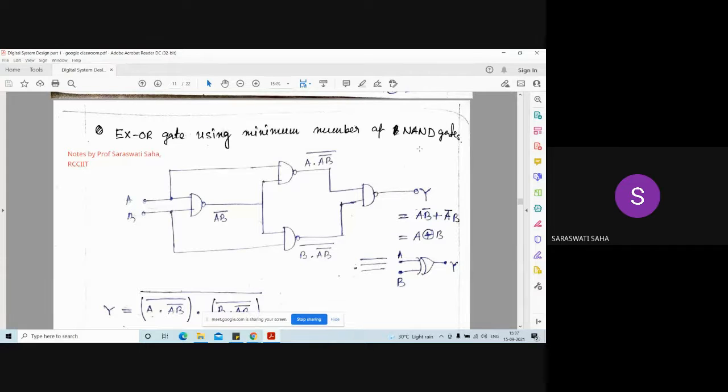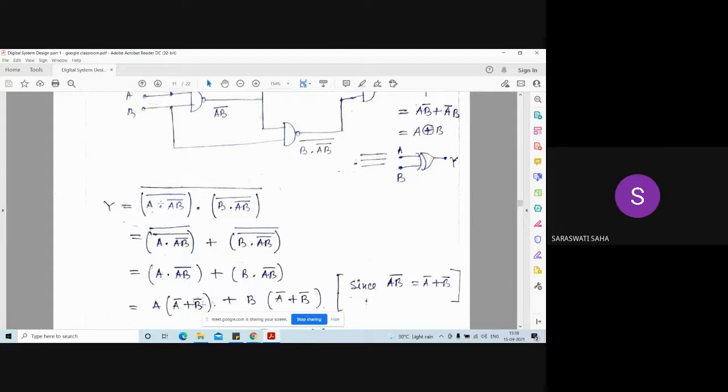If it is true that NAND is a universal gate, then we should prove that we can implement any kind of gate with the help of a NAND gate. That's why it is here.